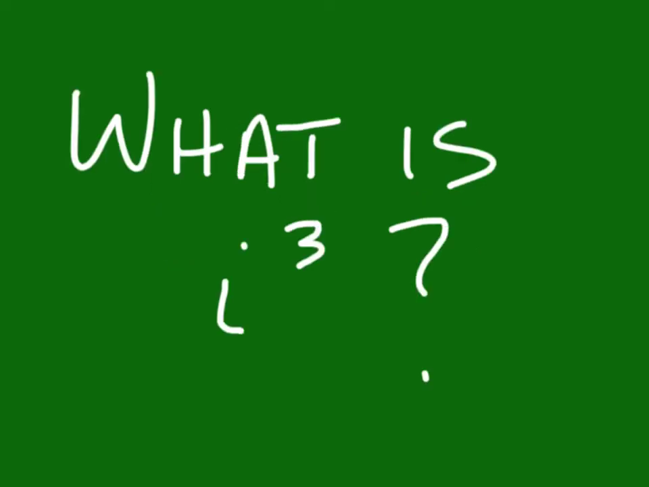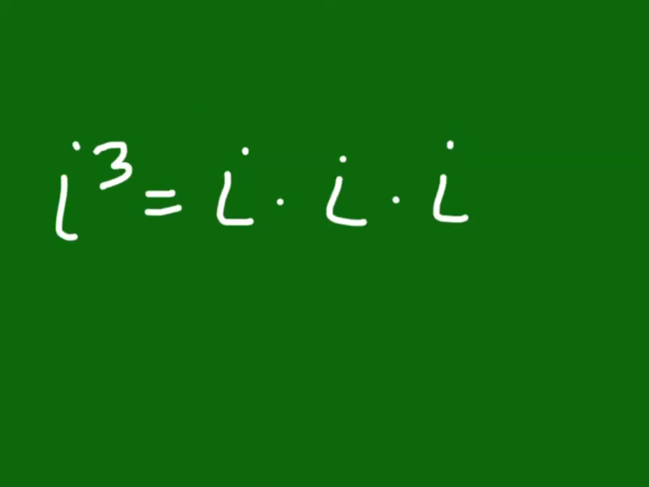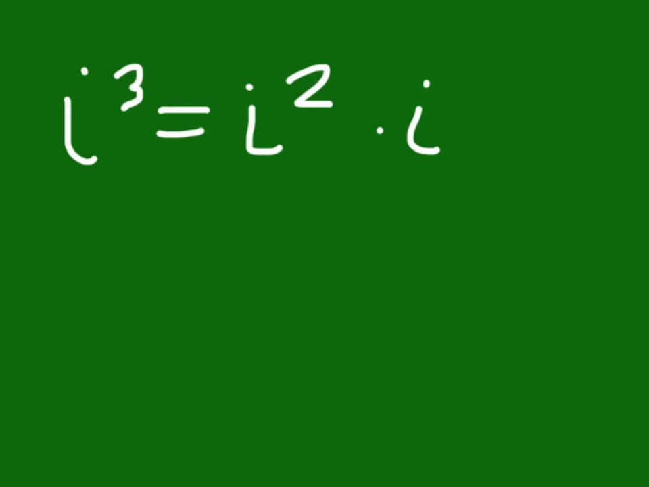So what is I to the third? I to the third breaks up as I times I times I. Of course, if you have 3 i's multiplied against each other, you already know what I squared is. What was I squared? I squared came out to be -1. So you can break this I to the third up as I squared times I. You already know what I squared is. It's -1.